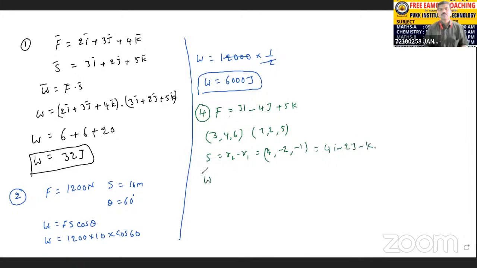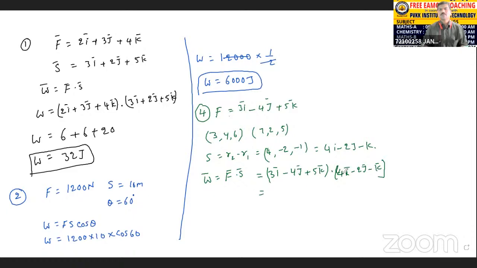So you know that W is equal to F bar dot S bar. Substitute the values: 3I minus 4J plus 5K dot 4I minus 2J minus K.